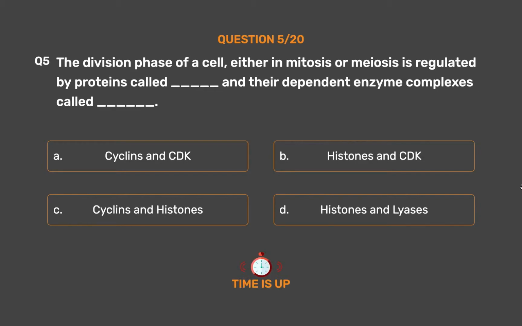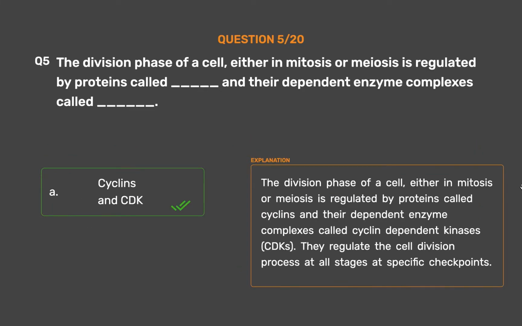The correct answer is option A, cyclins and CDK. The division phase of a cell, either in mitosis or meiosis, is regulated by proteins called cyclins and their dependent enzyme complex is called cyclin-dependent kinases, CDKs. They regulate the cell division process at all stages at specific checkpoints.